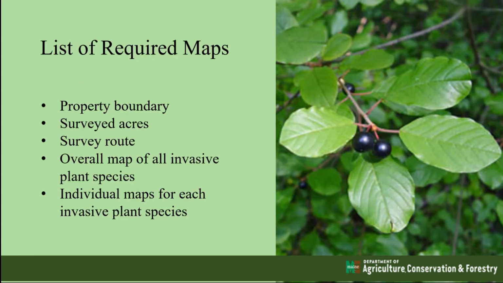Moving on to maps, we have a list of required maps. It's also included in the program manual and the checklist. We need the property boundary and some sort of spatial information sent to Greg Miller with the property boundary. There are examples of what is accepted for the property boundary in our program manual and on our website. The next map is surveyed acres. Your surveyed acres section should reference this map as well as the surveyed route. There should be an overall map of all invasive plant species and then individual maps for each of the invasive plant species that are found on the property.